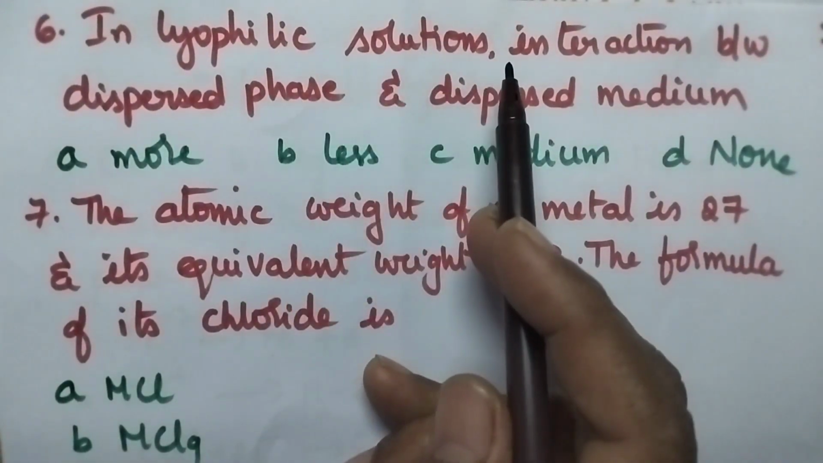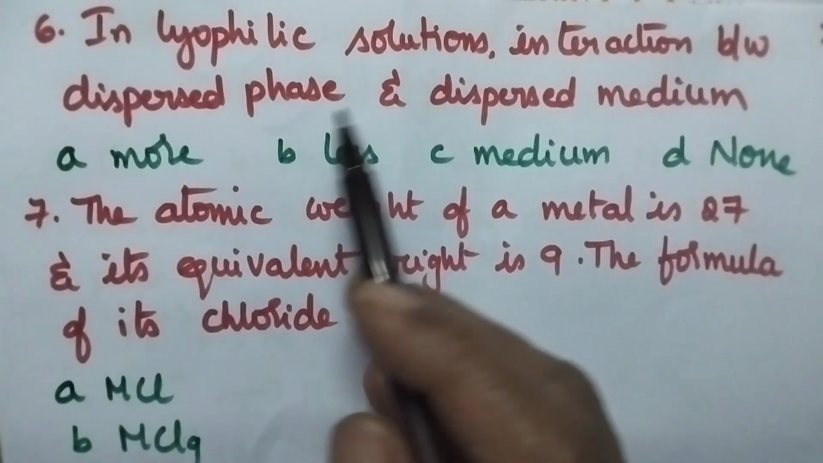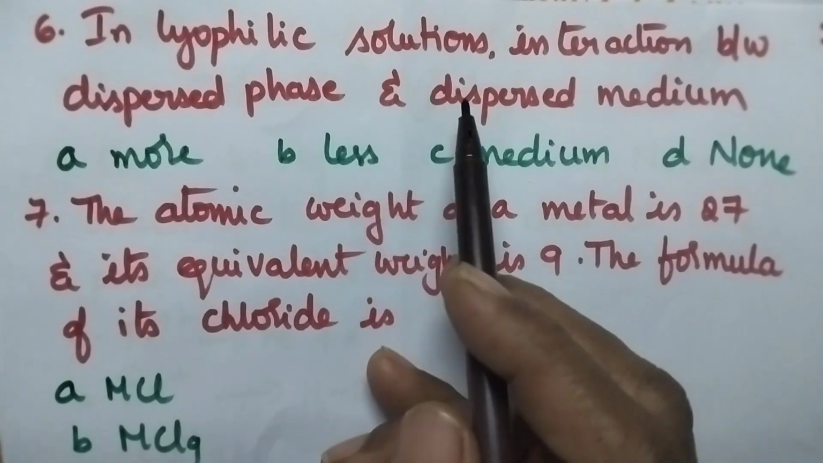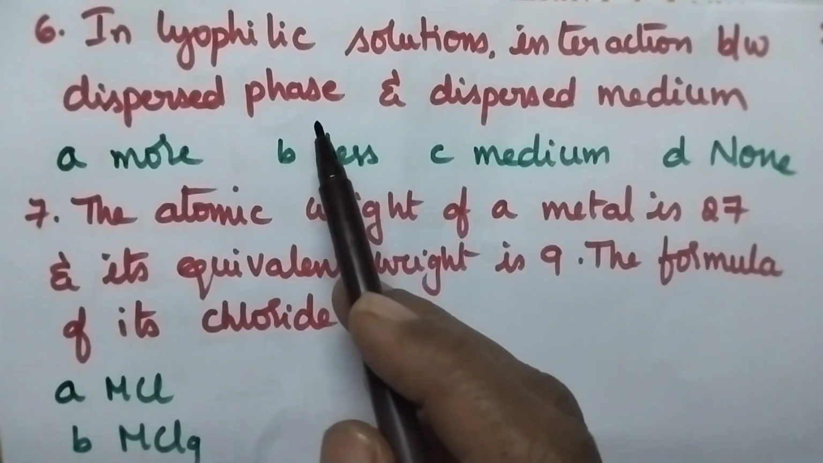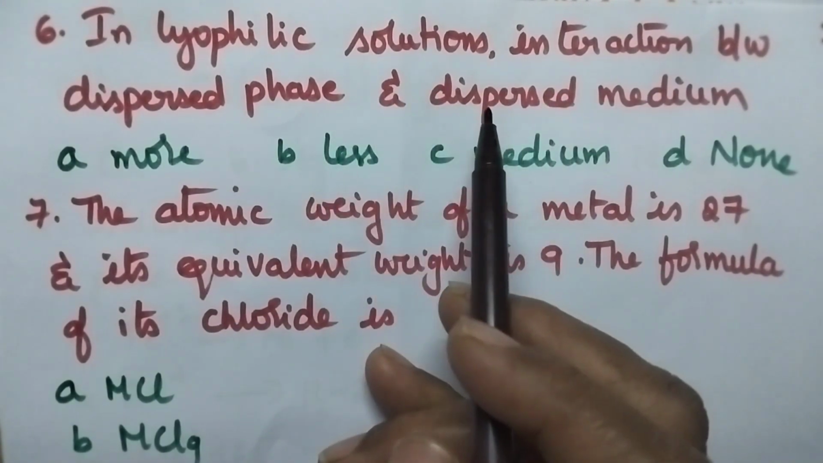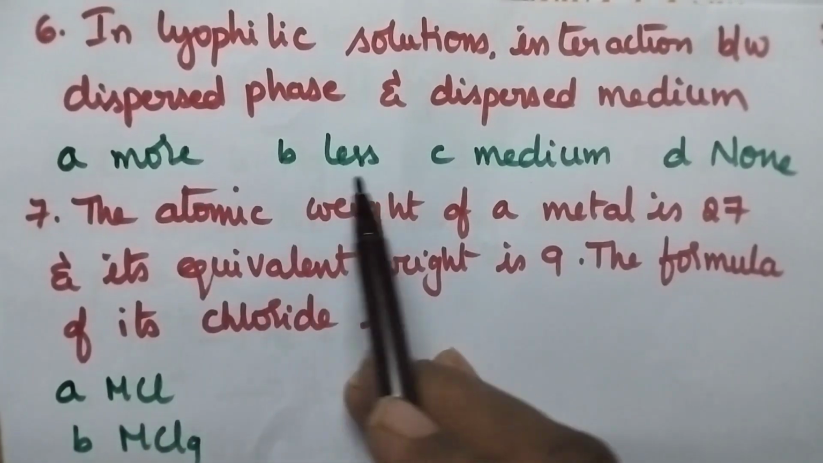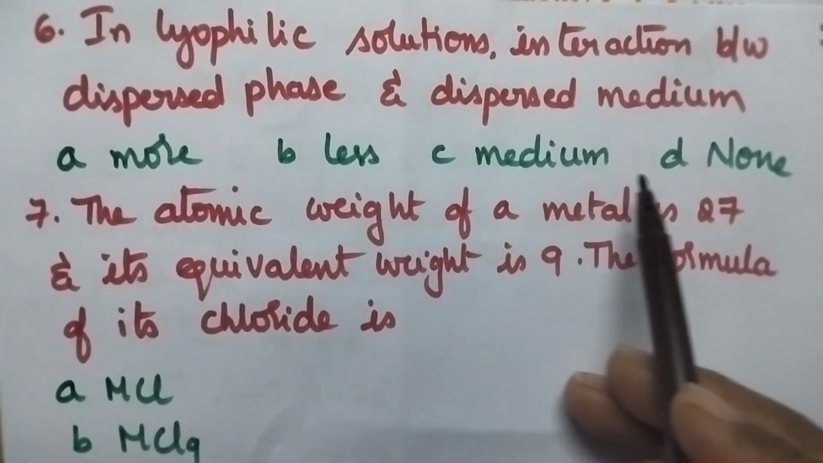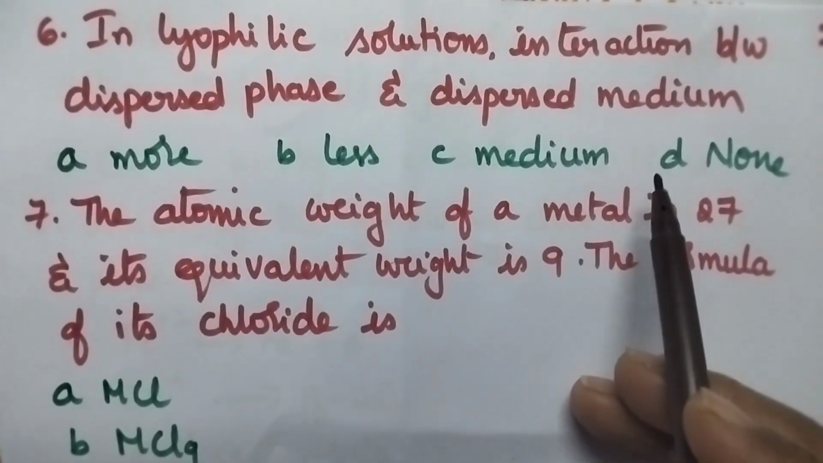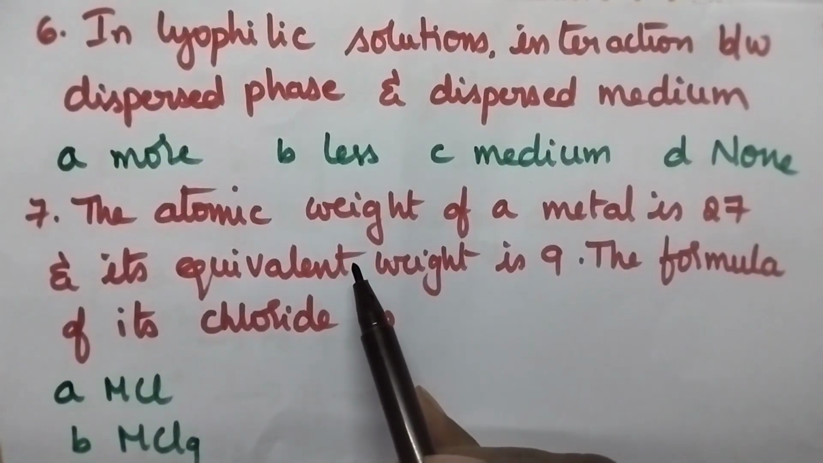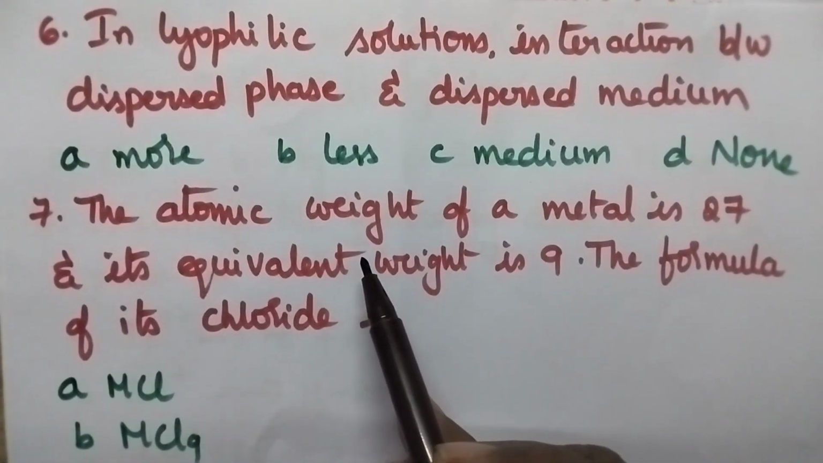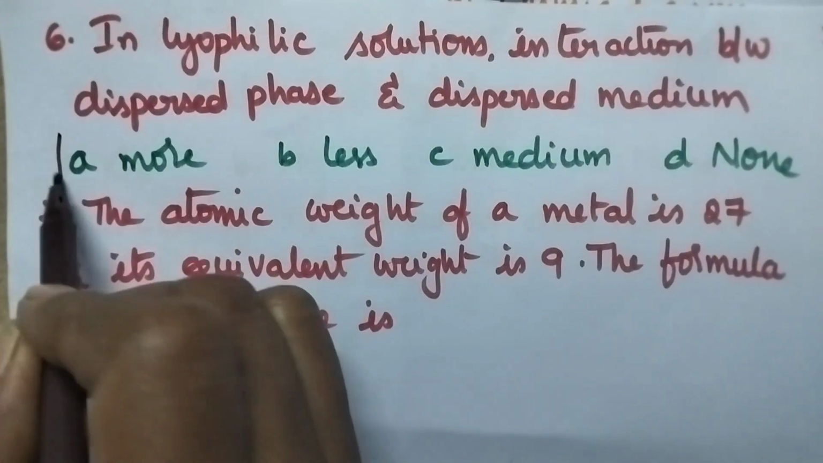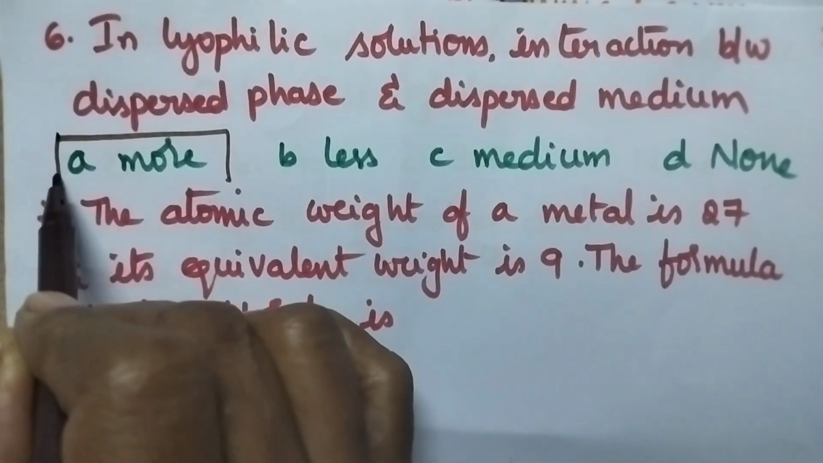In lyophilic solutions, the interactions between the dispersed phase and dispersed medium, that is between solute and the solvent, are: A, more; B, less; C, medium; D, none. In general, the interaction between the solute and solvent in the case of lyophilic solutions is more. So option A is the right answer.